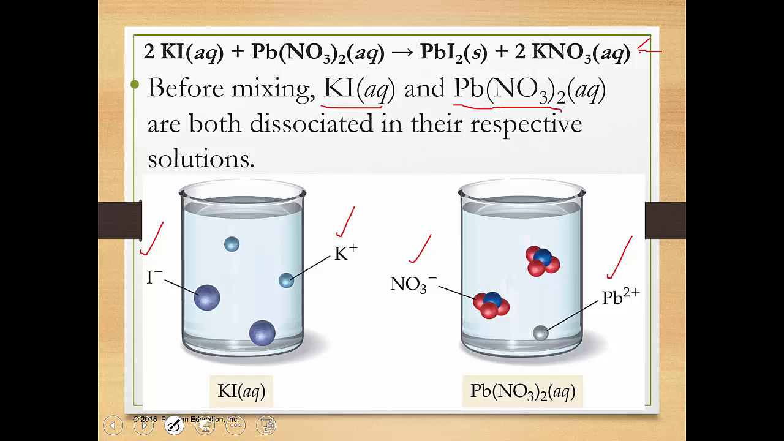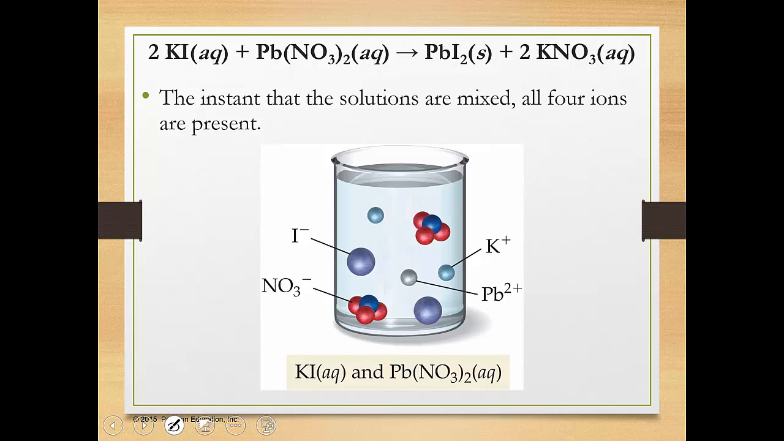Okay, so notice our balanced equation, that's what we're basing it on. So we started with 2 KI, 2 K, 2 I, 1 lead nitrate, which has 1 lead and then the 2 nitrates in it. Right, so here's our visual representation. We have them in 2 containers, nothing but ions. They're going to look like 2 containers of water in reality. All right, and then we're going to mix them together. When we do, the instant we mix the solution, all 4 ions are present in the solution.